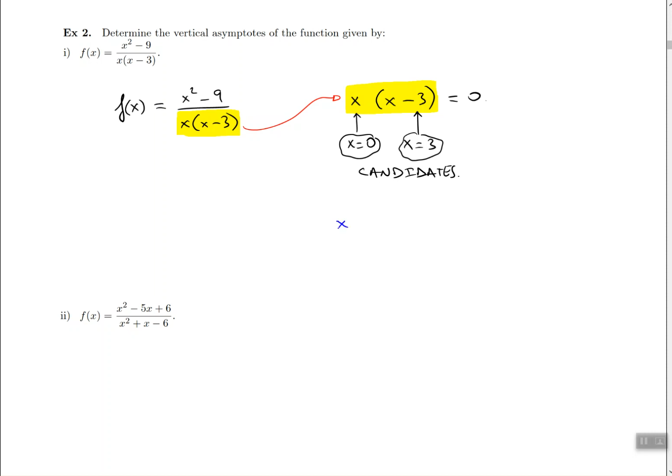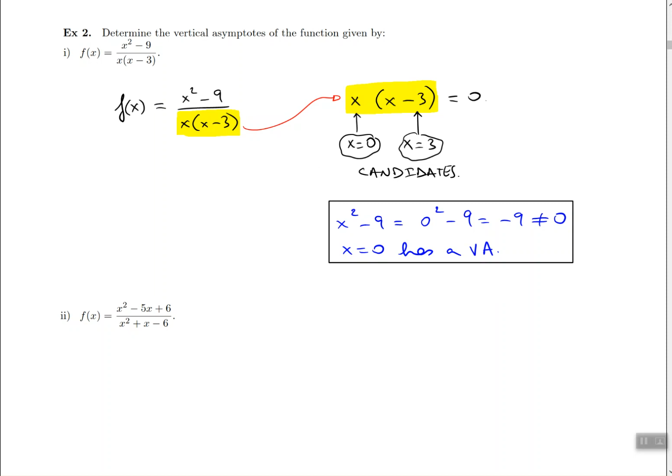So the numerator is x squared minus 9. What do you get when you plug in 0? You get 0 squared minus 9, which is negative 9. This is not 0, so it's a good thing for 0, because 0 is going to have a VA. So x equals 0 has a vertical asymptote. That's the end of the test for 0. It's a good thing 0 has a VA.